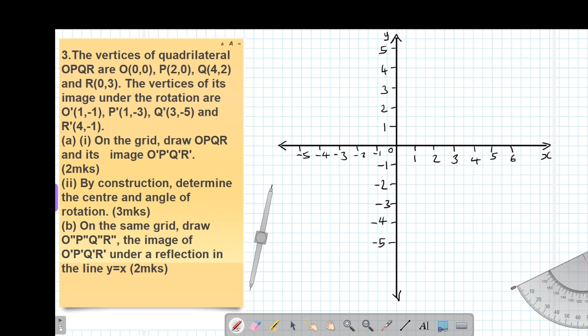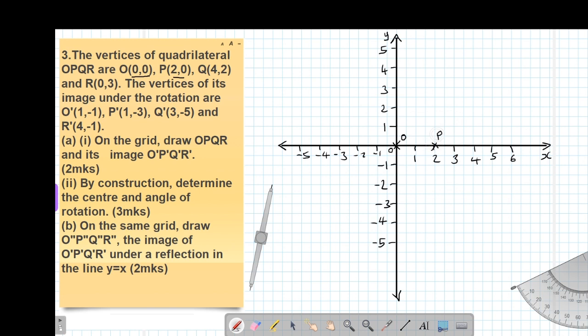So in part A, Roman 1, we are required to draw OPQR. So of course we are given the coordinates. So our coordinate of O is the origin, which is 0, 0. So our 0, 0 will be here. So this is point O. Then point P is 2, 0. So my 2, 0 will be here. 2 on the x-axis, then 0 on the y-axis.